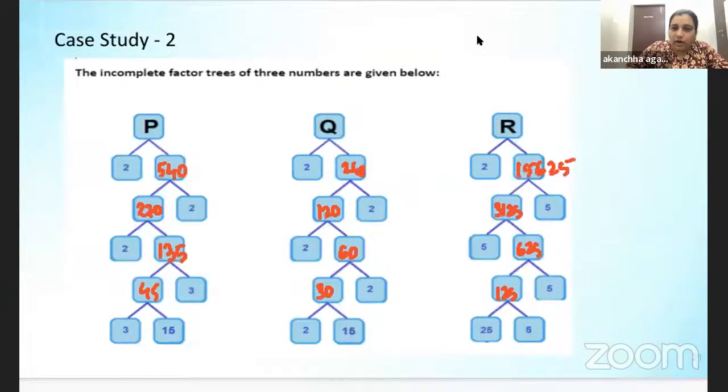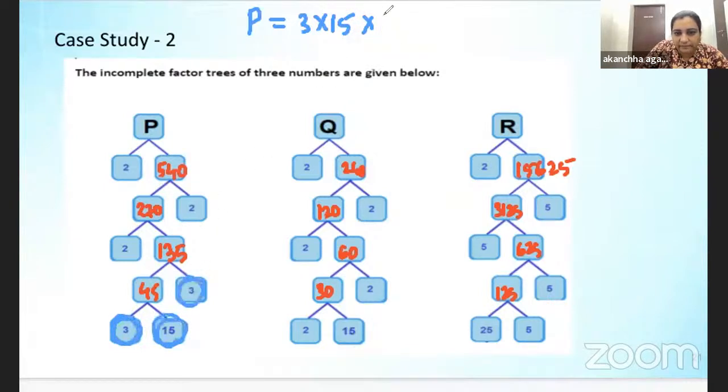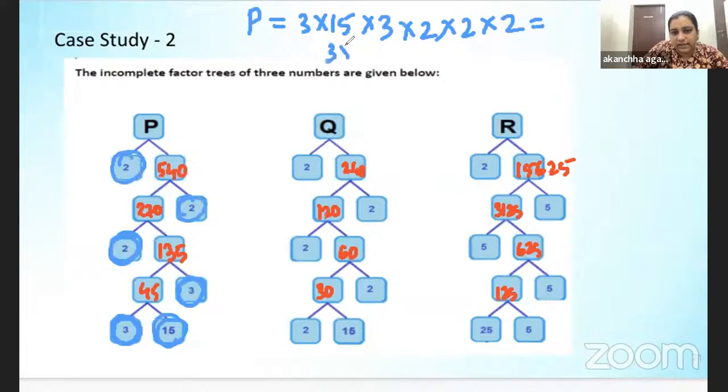Fine. Now, what are the common factors in all? So basically, if you want to write the value of P, you can see it can be written as 3 times 15 times 3 times 2 times 2 times 2, right? So if I want to write it in the prime factorization form, with 15 as 3 times 5, I'll get 2 cube times 3 cube times 5.